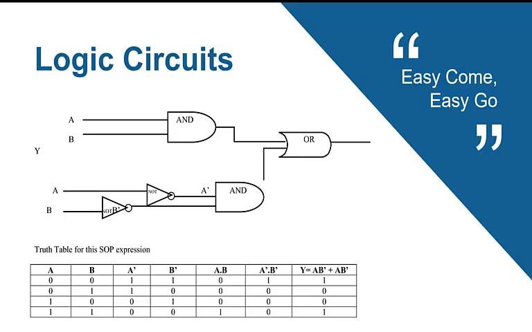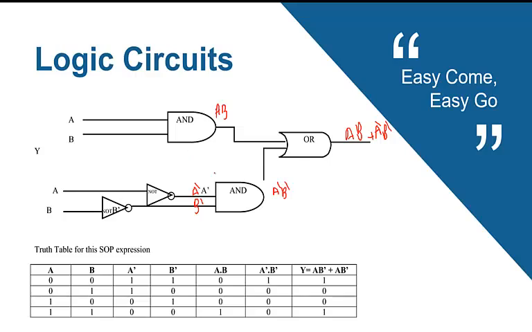So here is a second example. We have A and B connected to an AND gate, so it means AB here. Here we have A invert, or A complement. Here we have also B complement. It means that after the AND we have A dash B dash, and they are connected to an OR gate, so it means AB plus A dash B dash. And we are going to develop the truth table for this logic circuit.